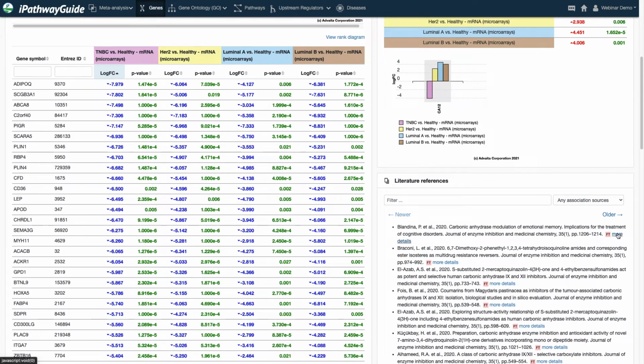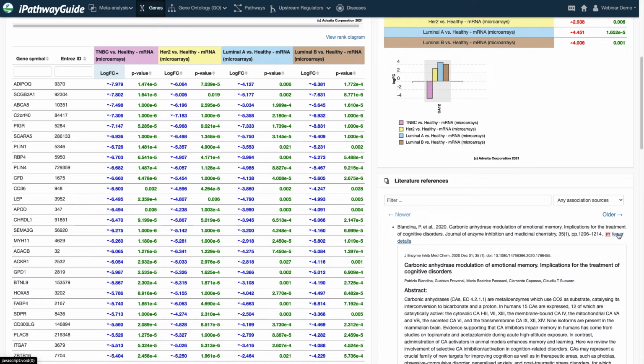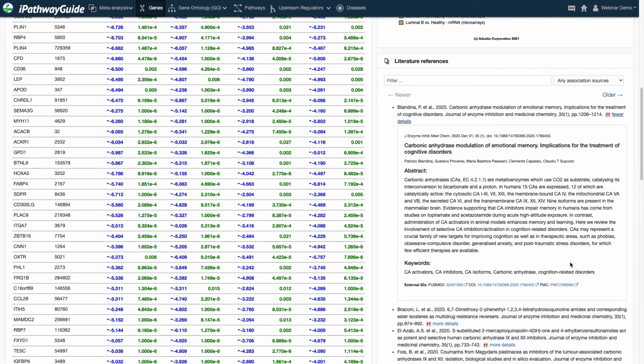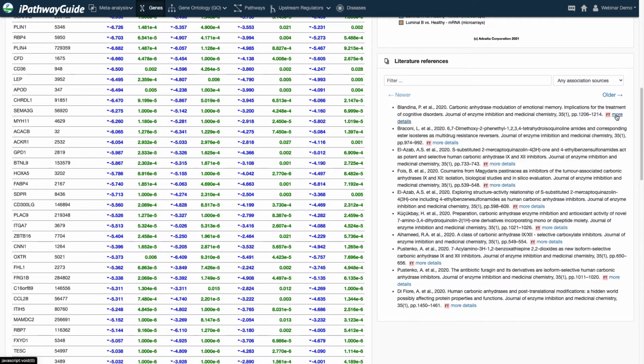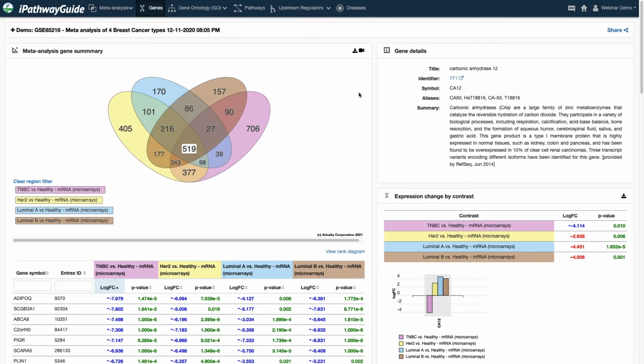All of this literature here is specific to the gene that's selected and very up to date as well, very current. So another way to find biomarkers is to look for changes on pathways. So you can do the meta-analysis across any module. So let's look at pathways.